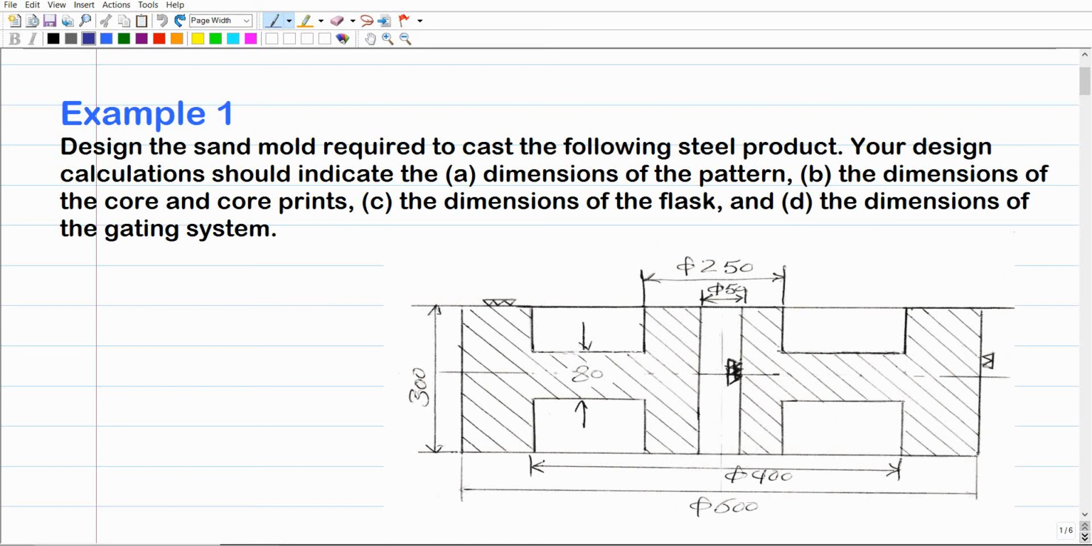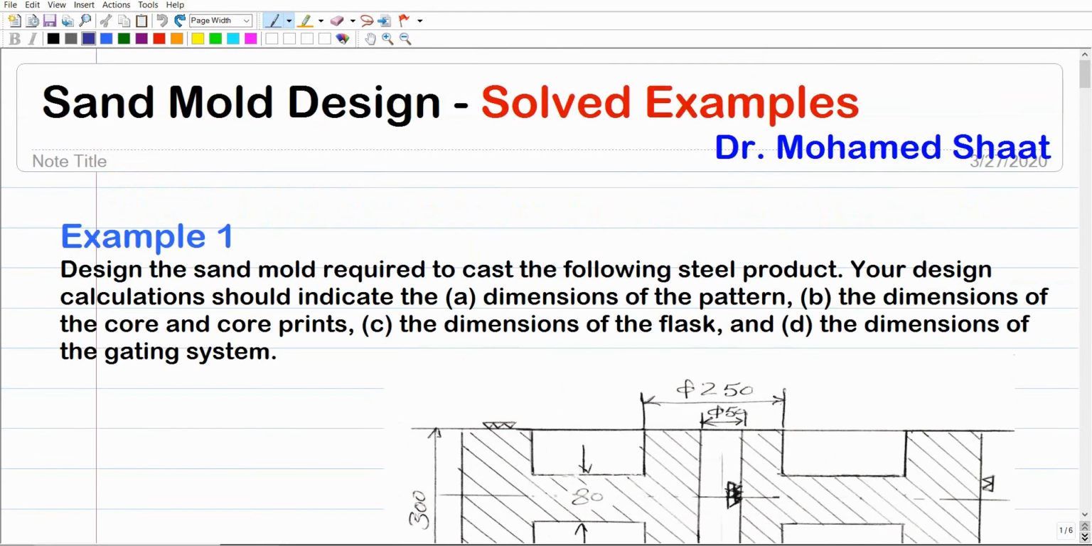Hello everyone, welcome to the manufacturing processes class. In today's lecture we're going to continue the topic that we started in the previous meetings, which is the sand mold design. We covered the general procedure of the sand mold design over 3 videos.